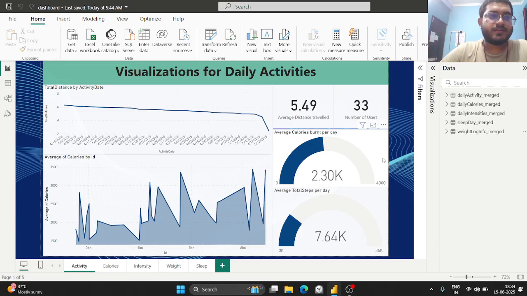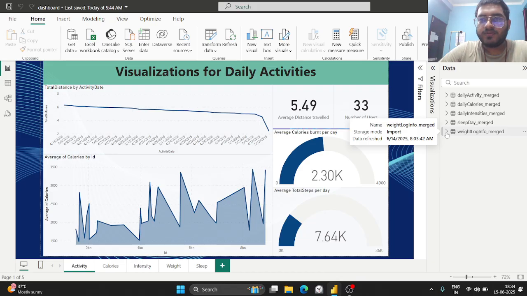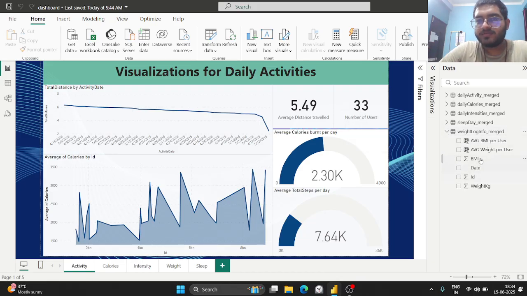So this is the dashboard I made using Power BI for our Strava project. The data set I used covers daily activities, daily calories, daily intensities, sleep day, and weight log info. After loading the initial data set, I did some pre-processing, like some data transformations, and I created some new measures like average BMI per user and average weight per user.